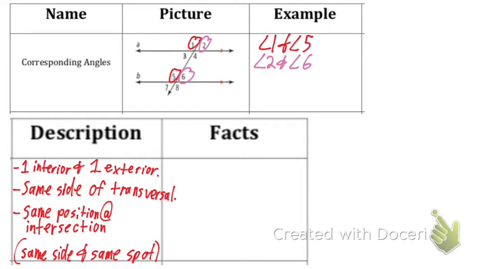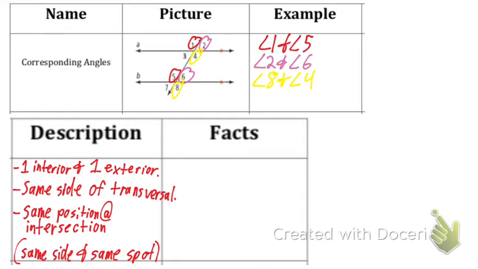Okay. Seth. Angle 8 and angle 4. It doesn't matter the order you put them in. One's interior, one's exterior. They're both on the right-hand side of the transversal. And they're both in the bottom right of the intersection, okay?